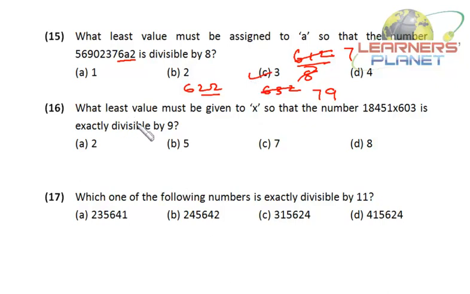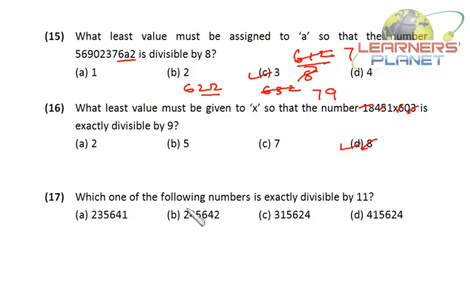Similarly, what least value must be given to x so that the number is exactly divisible by 9? Now what is the divisibility test of 9? That is, the sum of digits must be divisible by 9. Okay, let's begin. 1 plus 8 is 9, it will be divisible by 9. Then 4 plus 5 will be divisible by 9. 6 plus 3 will be divisible by 9. So we are left with 1 plus x. So 1 plus x should be divisible by 9. So x should be 8. Okay friends, it's very simple.